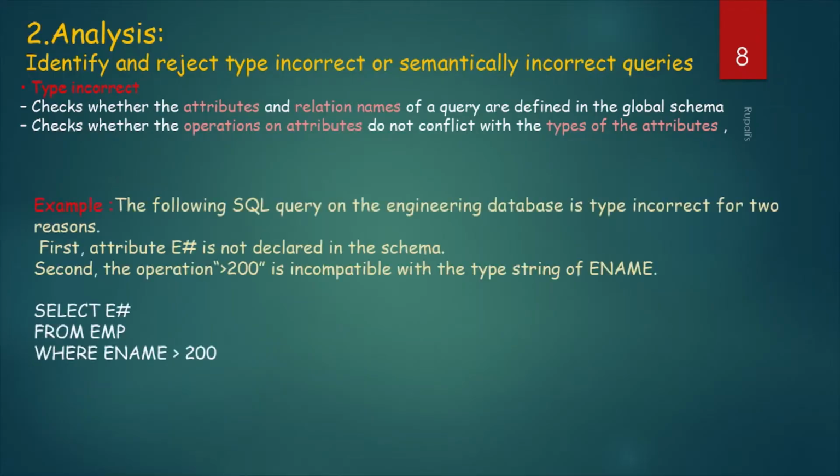So take one example. This query is a type incorrect query. See the query: select EHAS from EMP where employee name greater than 200. Here the table name is EHAS and the EHAS table is not declared in the global schema, so it is incorrect. And the second error is where ename greater than 200. It is incorrect because ename is of type string. So the operation ename greater than 200 is incompatible with the type string of ename. So this query is a type incorrect query.